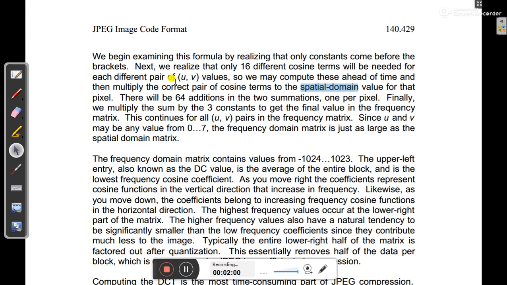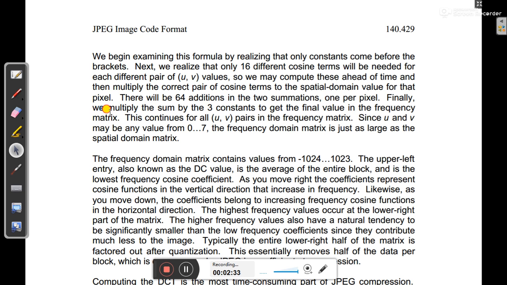So that is what it is saying: only 16 different cosine terms will be needed for each different pair of UV values. We may compute these 16 different cosine terms ahead of time and then multiply the correct pair of cosine terms with the spatial domain value for that pixel. So there will be 64 additions in two summations, one per pixel.